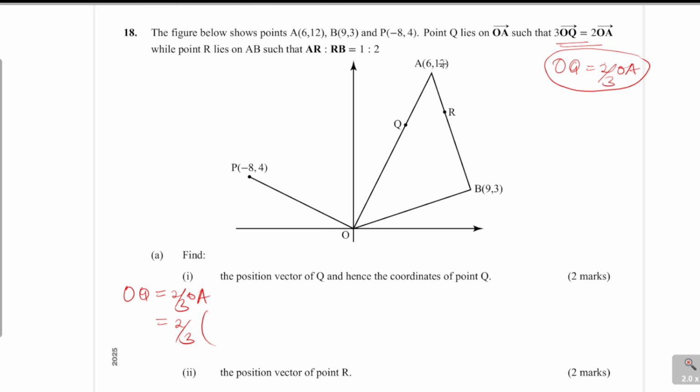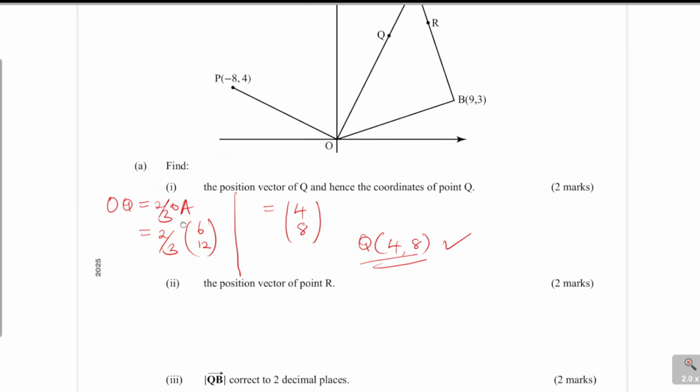OA is (6, 12); you write this in column form. So this means 2/3 multiplied by 6, that will give 4, and 2/3 multiplied by 12, that will give 8. So that is the position vector of Q. And you're supposed to write the coordinates, so in coordinate form this will be (4, 8). So that is all about that part.